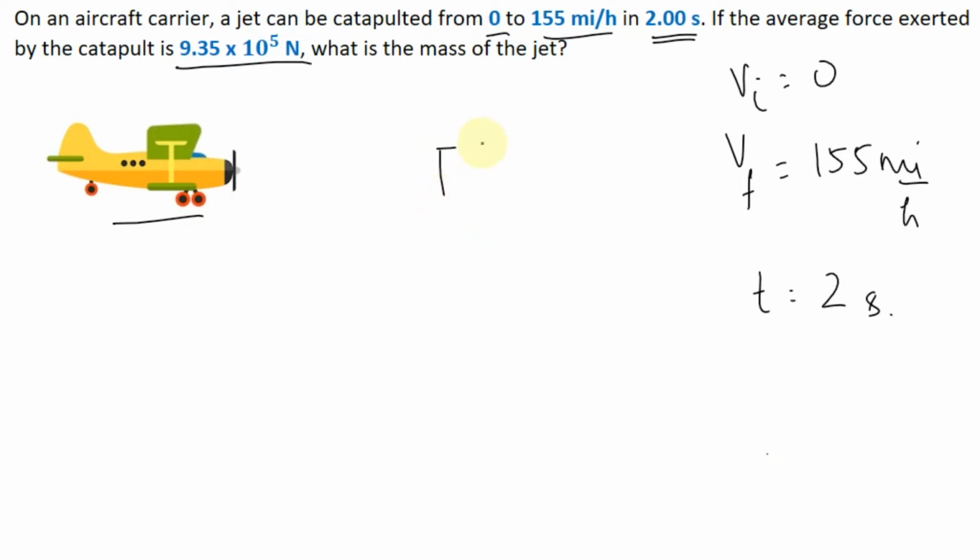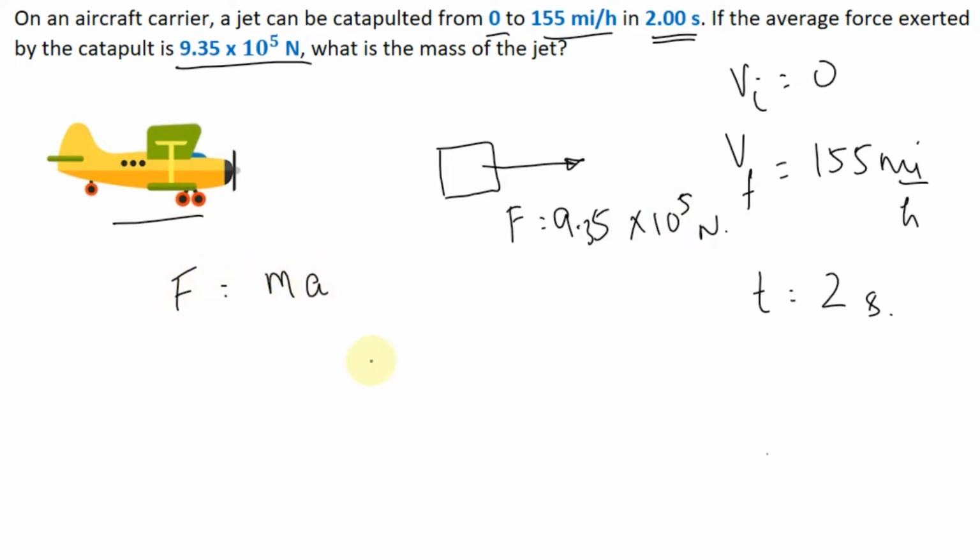So if we draw the free body diagram for the jet, the only force in the direction of motion is this F. Its magnitude we have 9.35 times 10 to the power 5 Newton. And by using Newton's second law of motion, we can write that this force F equals mass times acceleration. And from here, the mass will equal force divided by acceleration. We have the value of force, but we don't have the value of acceleration. So for that we can use the given data.